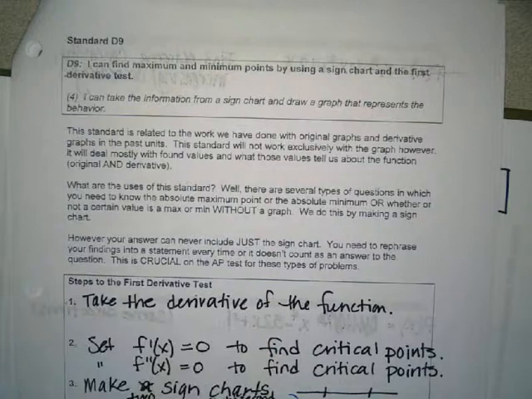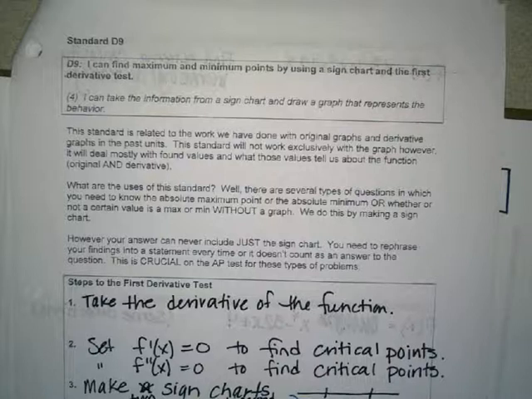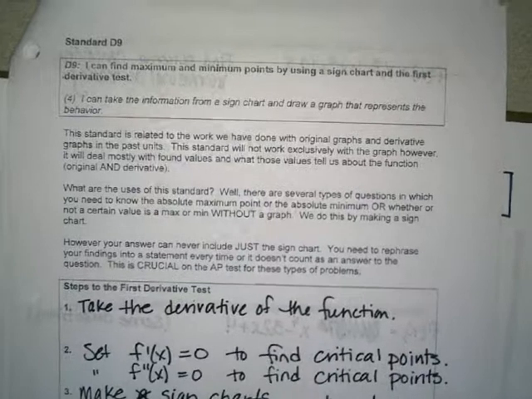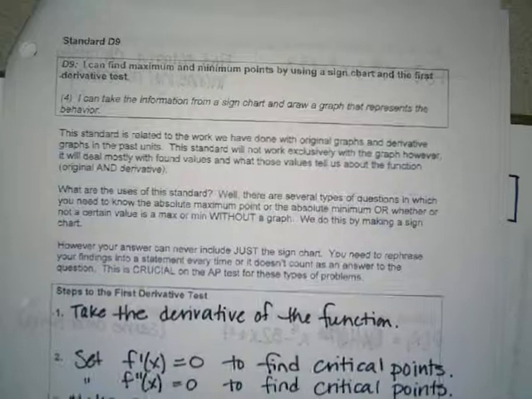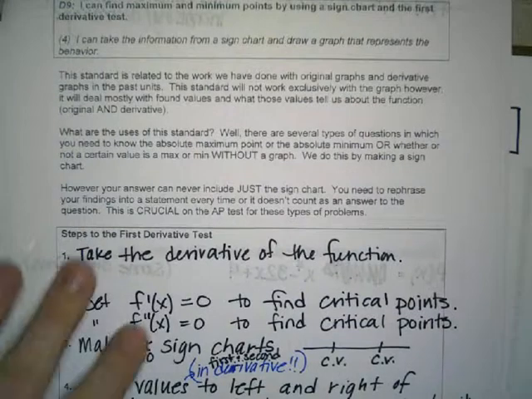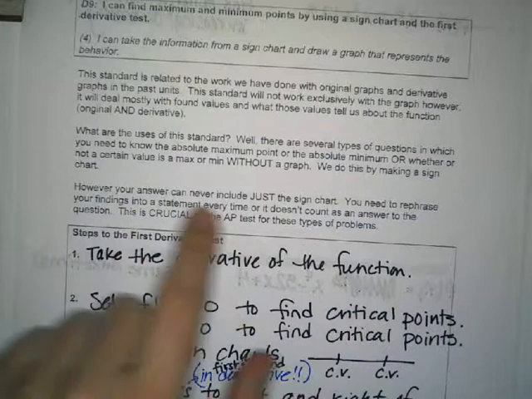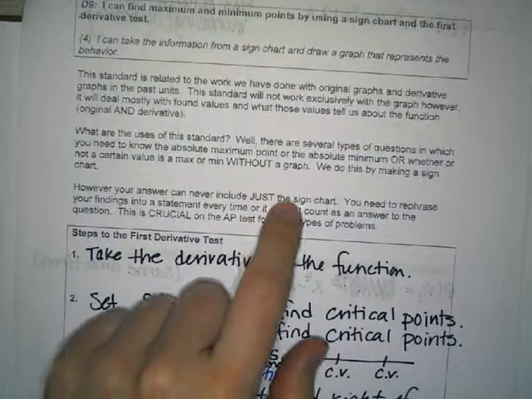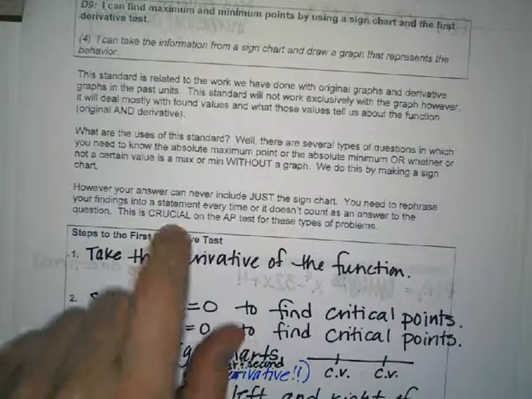Often they'll give you a function like this that is pretty much impossible to graph, and it'll be on a non-calculator portion, and this is how they expect you to find the information about whether it's a max or min. Because we're going to be doing a sign chart here, your answer can never just include the sign chart. You need to rephrase your findings in a statement every time or it doesn't count as an answer to the question. This is crucial on the AP test for these types of problems.